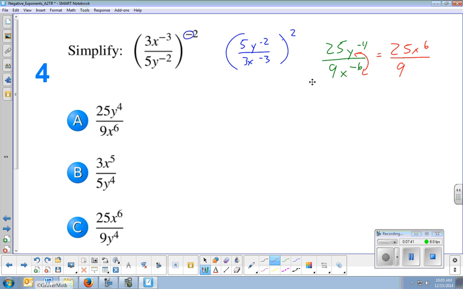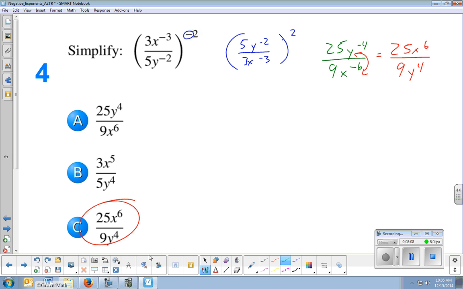The 9, not being raised to anything, stays where it is, but the y to the negative fourth, when reciprocaled, comes to the bottom as positive 4. So 25x to the 6 over y to the fourth. So this is complicated. There's a lot going on here, and again, you can do this in multiple steps. If you think it would be easier to ignore this first and deal with this, reciprocal these negative exponents and then reciprocal the whole thing and square, that's up to you.